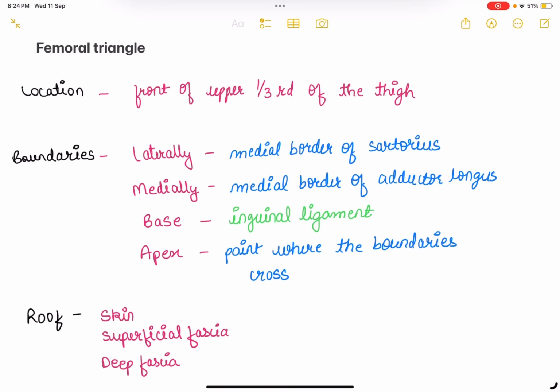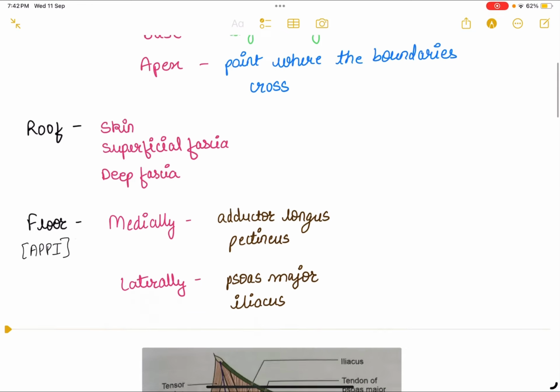Hello everyone, today I will be explaining to you the femoral triangle. So the femoral triangle is nothing but a triangular depression which is located in the front of the upper one-third of the thigh. So now let us discuss its boundaries.